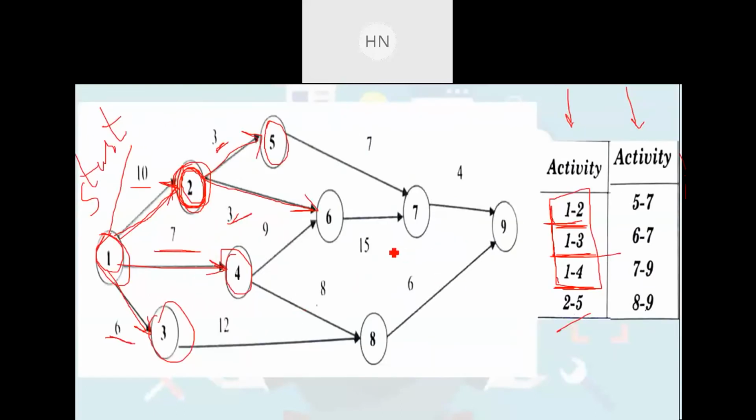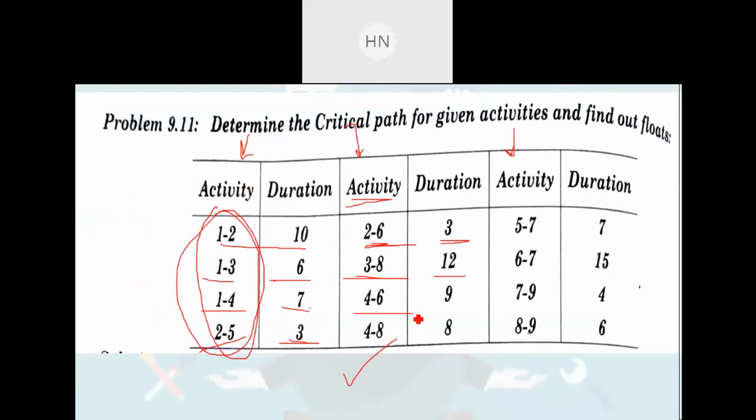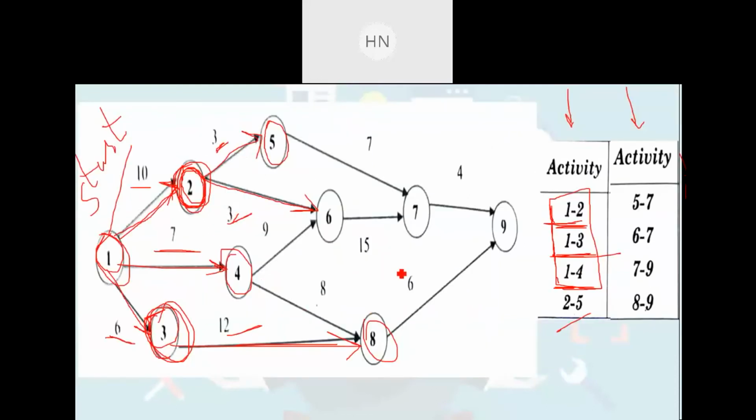Now we need to look for node number 3. Here it is node number 3, and the activity is 3 to 8, right? And the duration is 12 days that I have shown here. After that, 4 to 6 and the duration is 9. Look for the fourth number event. This is the fourth number, and we need to connect this to the 6 number event, right? So this is 4 to 6.